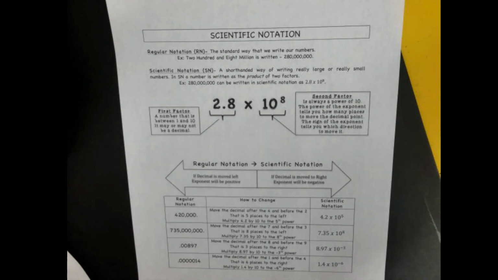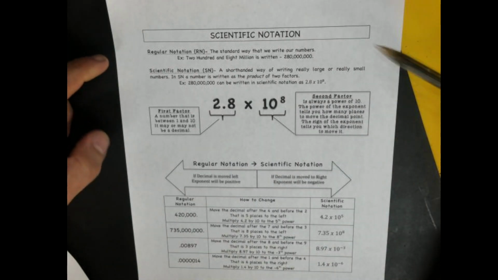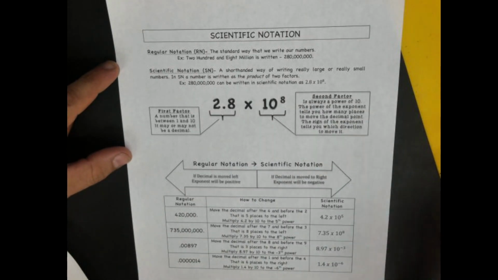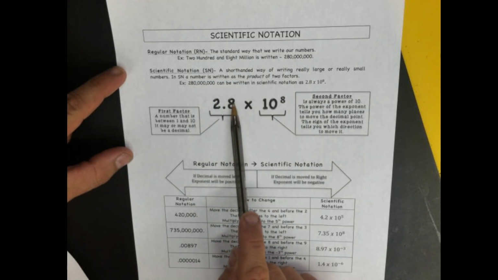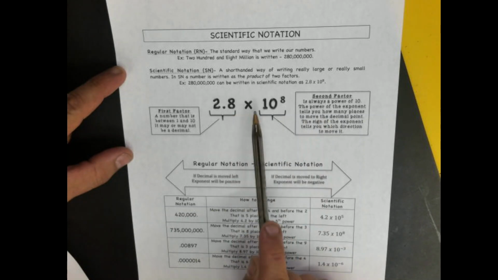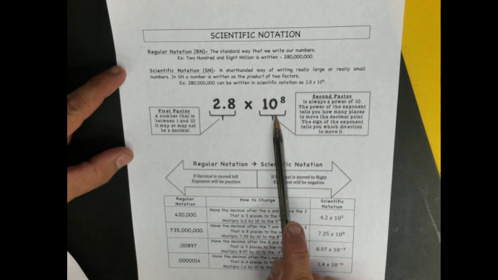Hi everyone, I just want to take a moment to go over how to do scientific notation. With this handout here, which you can find posted on Google Classroom, you can see that we're starting off with a typical number like you would see, 2.8, but here it says times 10 to the 8th. This is what makes it scientific notation.